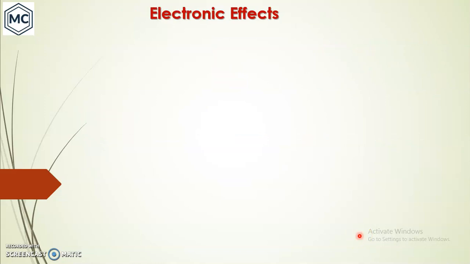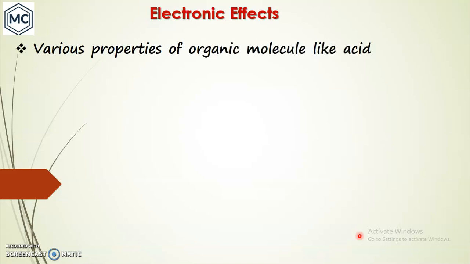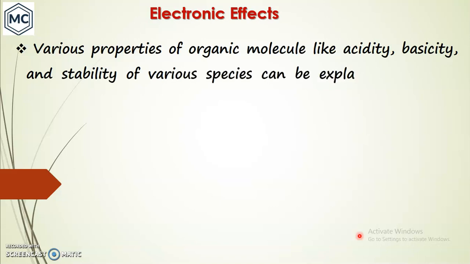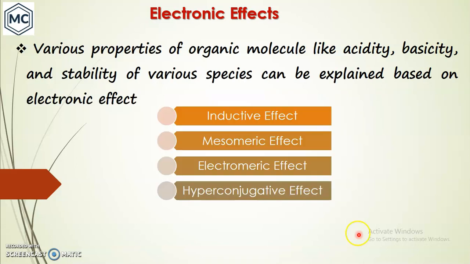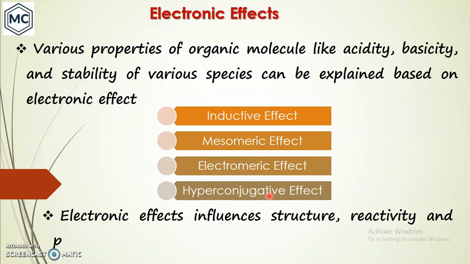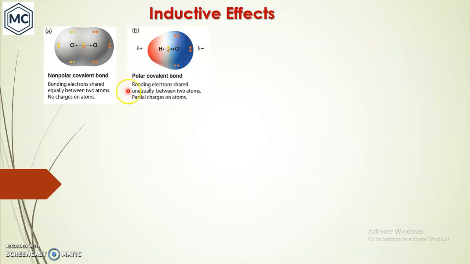And next topic, second part, we are discussing the inductive effect. Inductive effect comes under the topic electronic effect. So what is meant by electronic effect? There are various properties of organic molecules. Acidity, basicity, and stability of various species can be explained based on electronic effects, such as inductive effect, mesomeric effect, electromeric effect, hyperconjugation effect. So electronic effect influences structure, reactivity and properties of molecule. So what is meant by inductive effect?